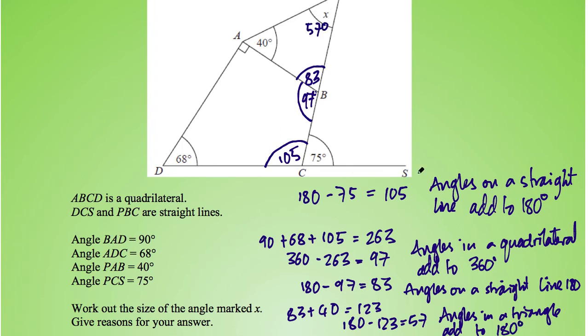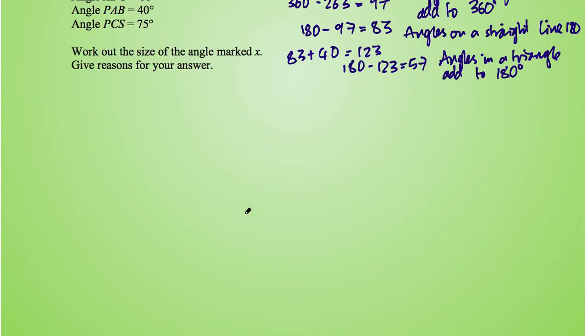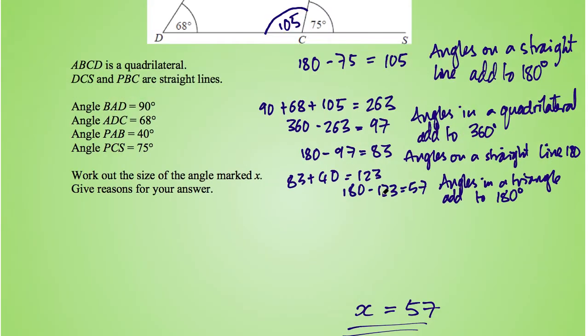Lots of calculations on the way, and more importantly, the reasons given for each one. You need to make sure you give the reasons in order to get full marks for this question. So that is 57 degrees. Just make that final answer clear: x equals 57. There are so many numbers on the page, it's important to make the final answer clear.